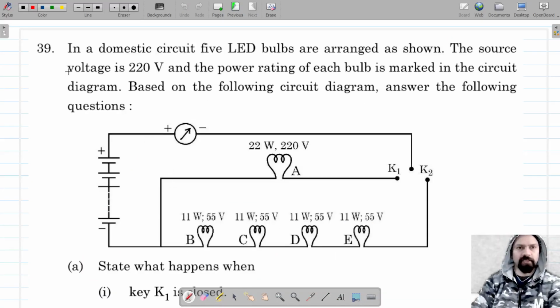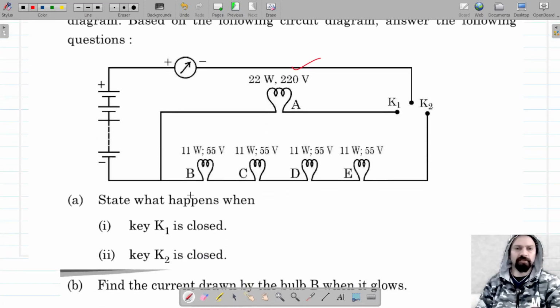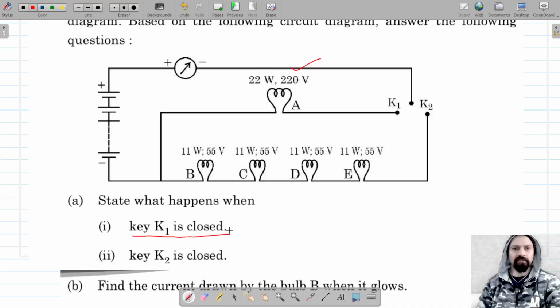Okay, for question number 39, it is given that in a domestic circuit 5 LED bulbs are arranged as shown in the figure. Now the source voltage is 220 volt and the power rating of each bulb is marked in the circuit diagram. This is the source voltage, and there are 4 bulbs connected here with rating 11 watt and 55 volts. So based on the circuit diagram, we have to answer the following questions. What happens when key K1 is closed?